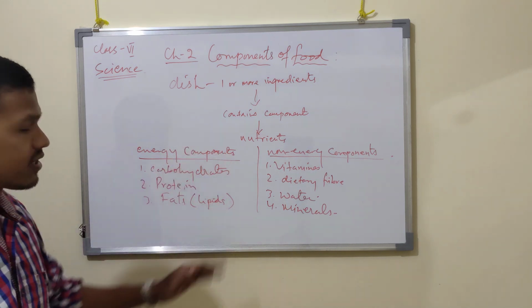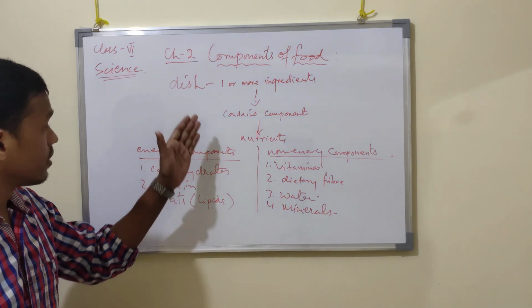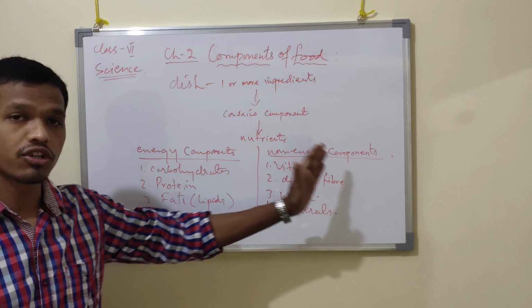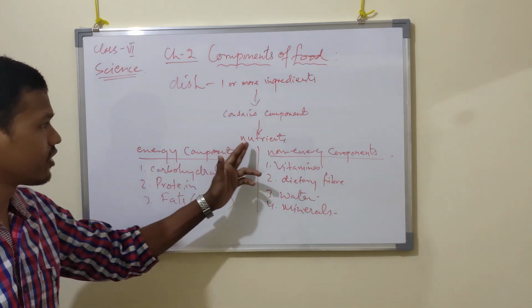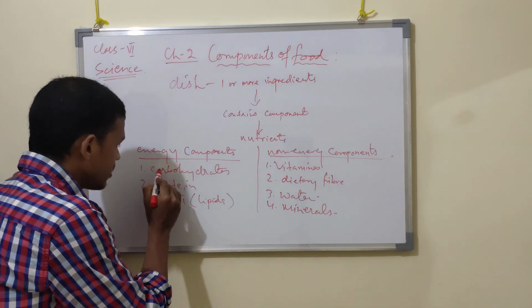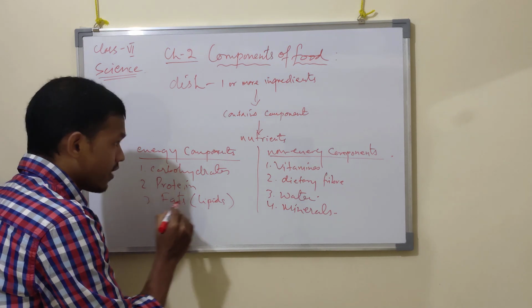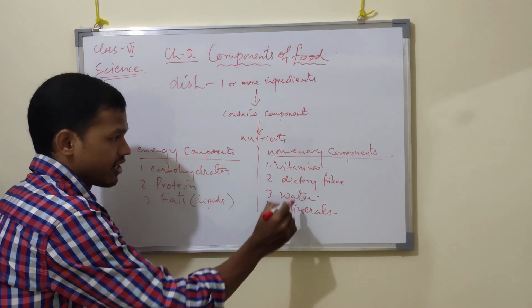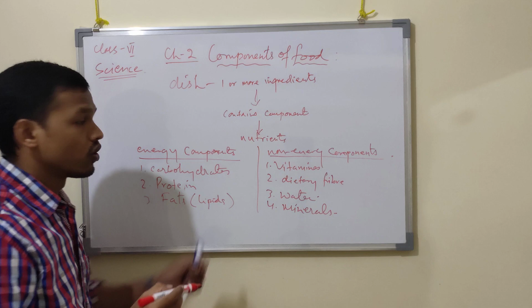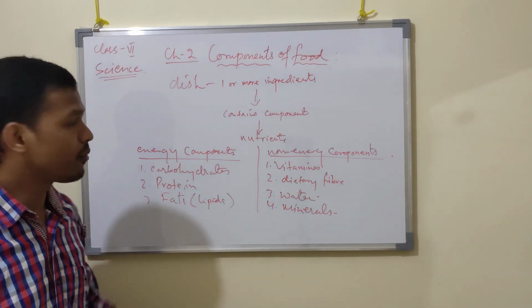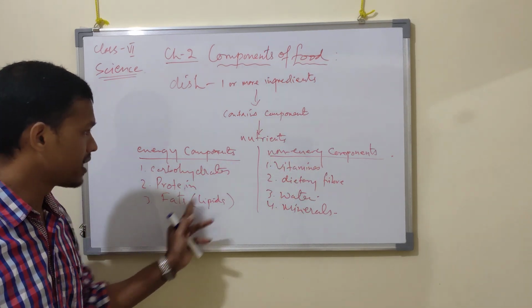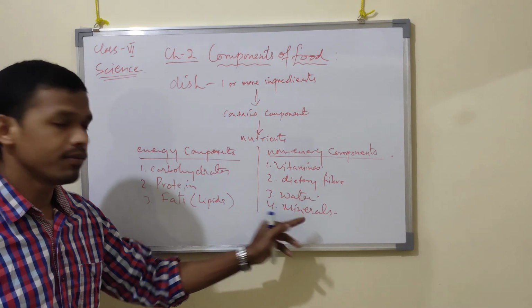So we already discussed energy components and non-energy components, and also nutrients. Carbohydrates, protein, fats, vitamins, dietary fiber, water and minerals are all nutrients. These are all called components of food.